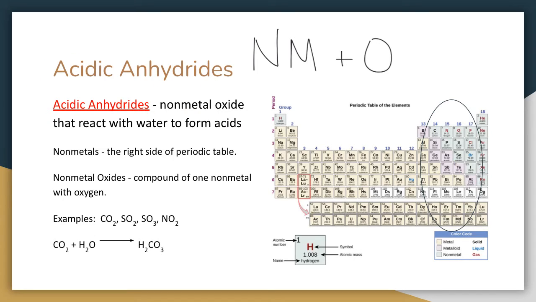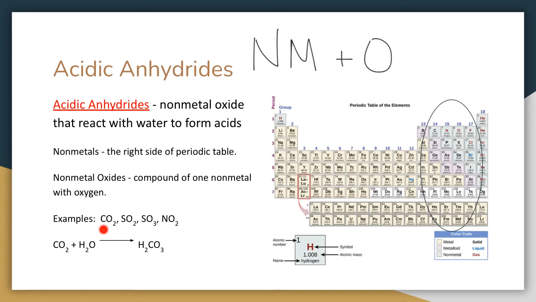Anhydride literally means without hydrogen. So our nonmetal plus oxygen, notice there's no hydrogen, is going to form this acidic anhydride. We know that nonmetals are going to occur on the right-hand side of the periodic table, and nonmetal oxides are the compound of one nonmetal with oxygen.